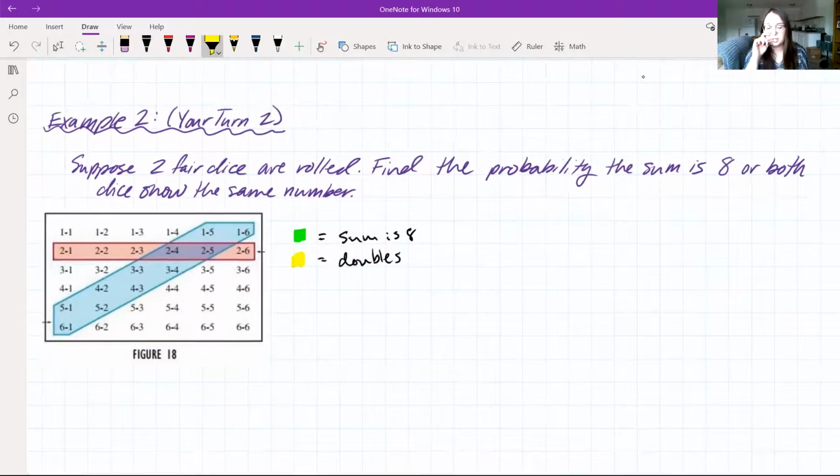So we can use our picture here, and if we want to find doubles, let's start with the sum is 8. So we want to find the values where the sum is equal to 8. So we can look at our chart here and find where that is.